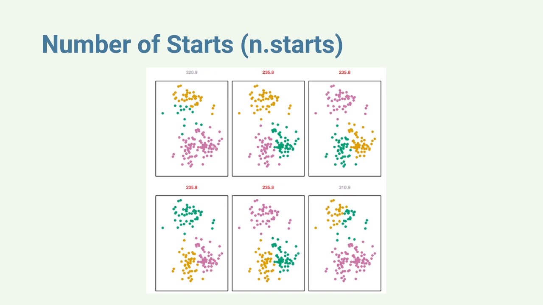Why in the world would you want to repeat the algorithm? Well, it turns out that it can be unstable. So look at these 6 pictures. These are actually the same data set. Just look at one point, for instance. Look at these 2 points right here.